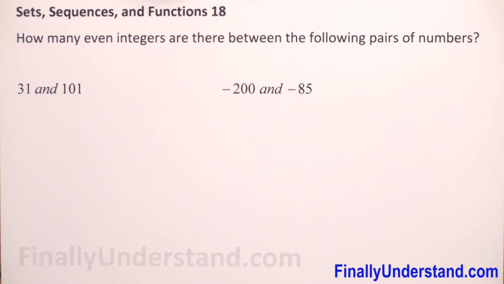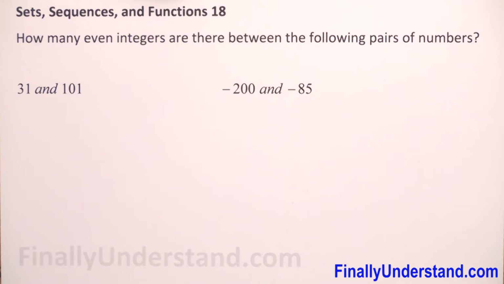We have to find how many even integers there are between the following pairs of numbers. When we have the word "between", it means we have to include both ends of the range. And what else? An integer is even if it's twice some integer.